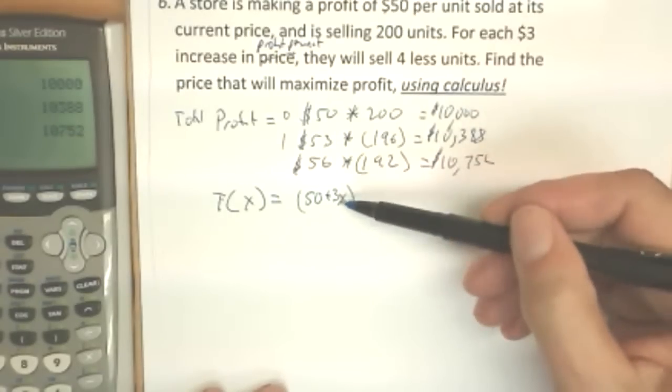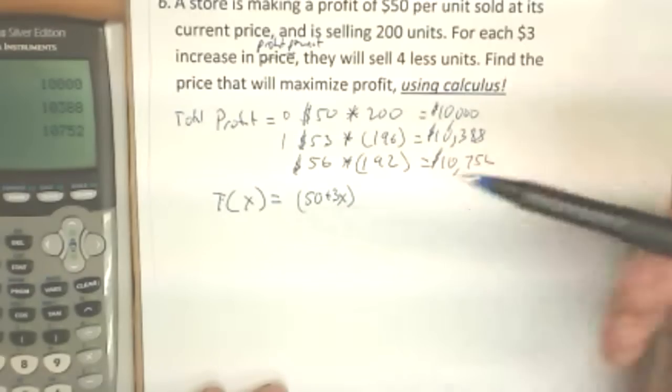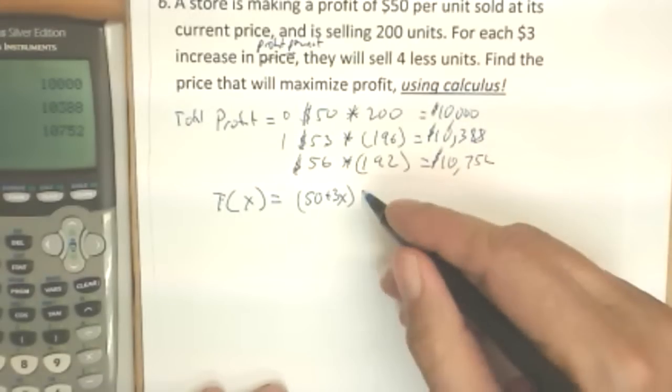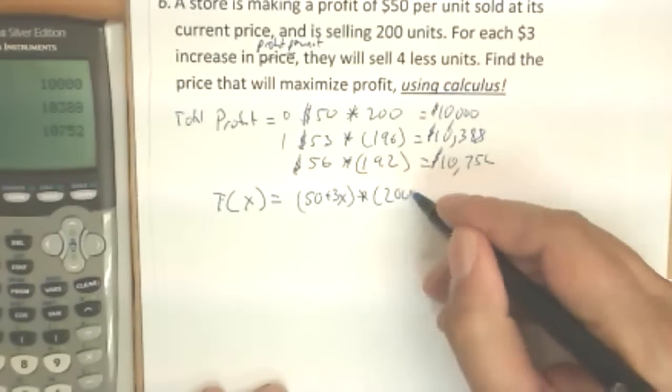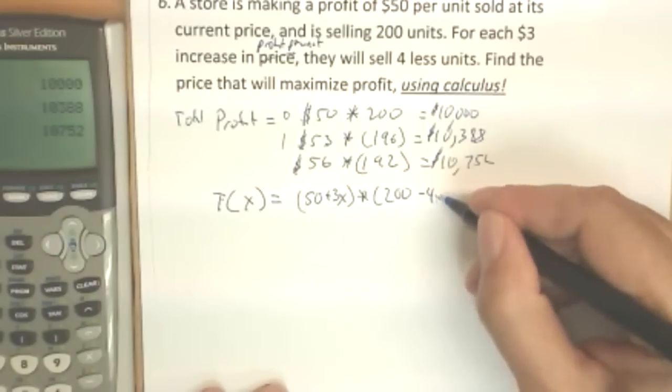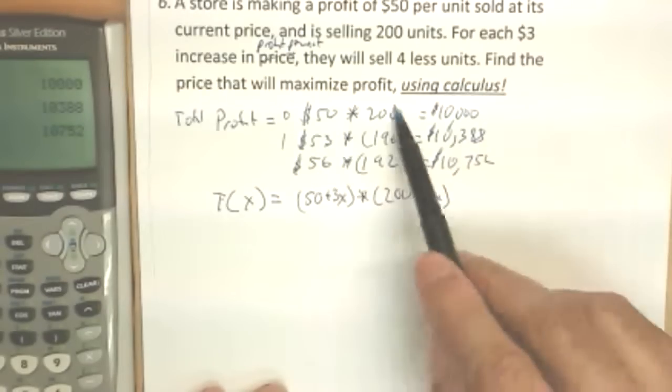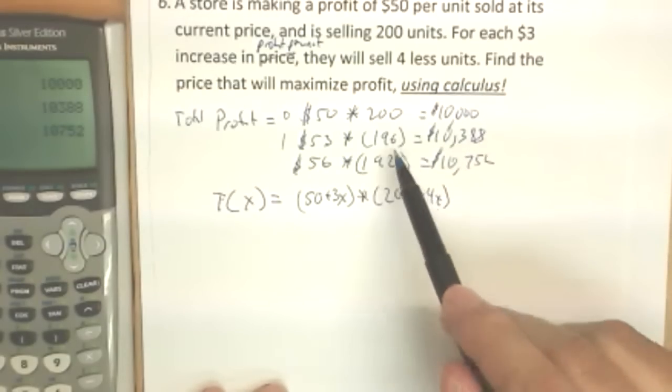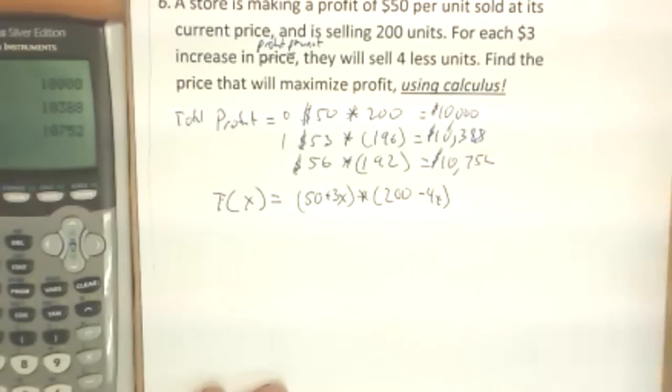Put in a 0, I get 50. I put in a 1, I get 53. I put in a 2, I get 56. So you can always check a few of these to make sure it's working okay. Times 200 minus 4x. Same thing, when x is 0, I have 200. X is 1, 196, and so on. We see the slope showing up in these. So that's my total profit.